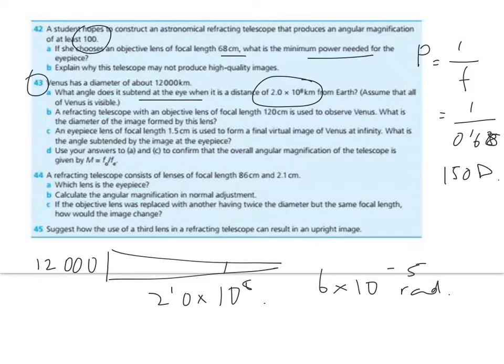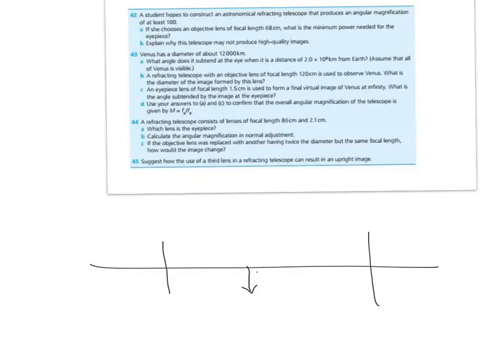B. A refracting telescope with an objective lens of focal length 120 centimeters is used to observe Venus. What is the diameter of the image formed by this lens? By this lens being the first objective lens. Now for this, you need to remind yourself of that derivation you did a few minutes ago.